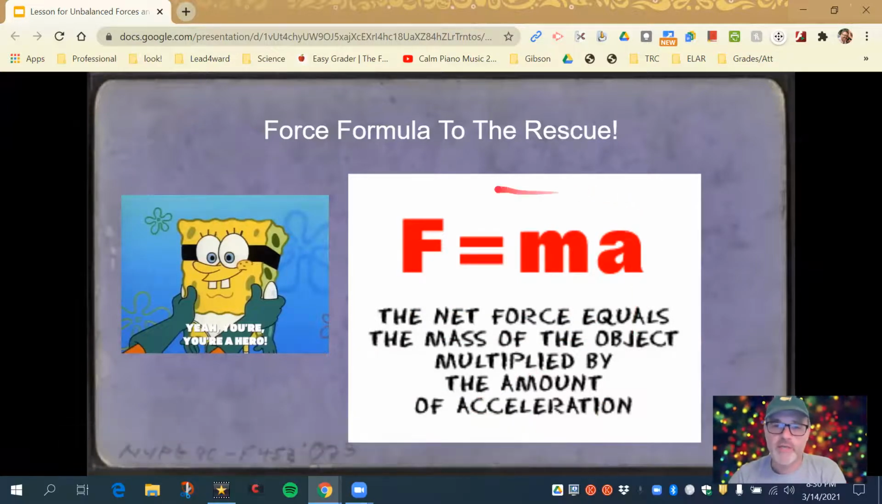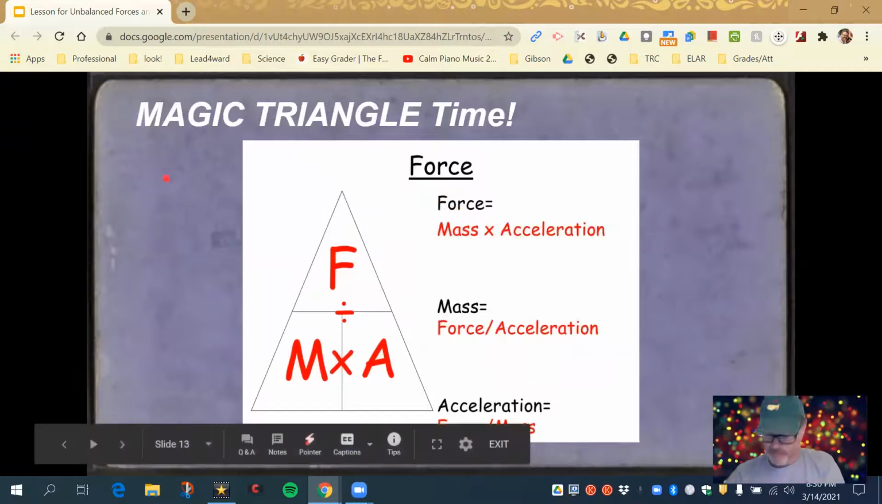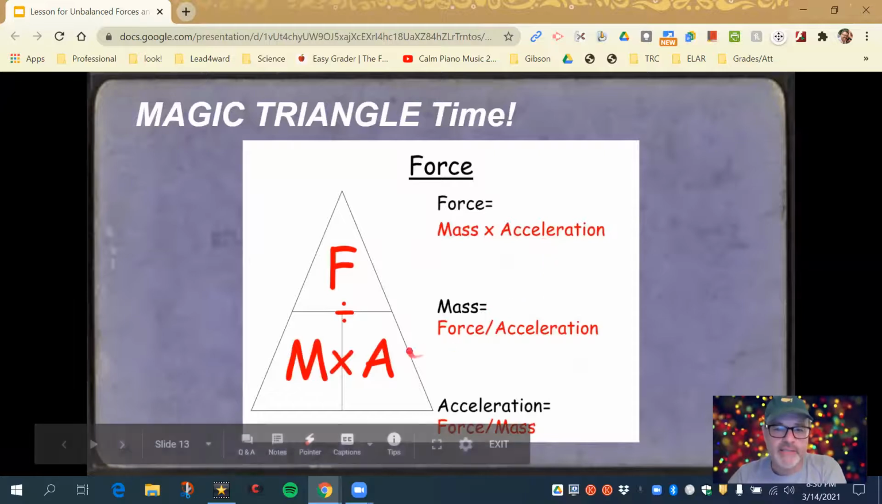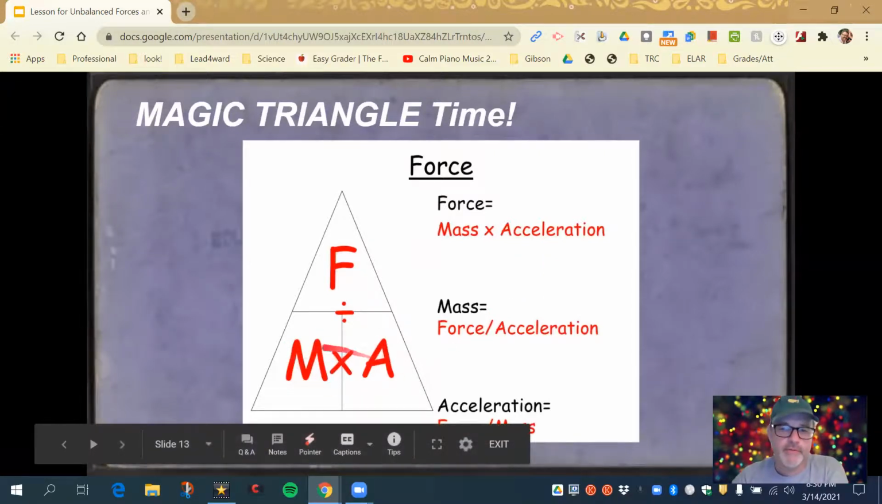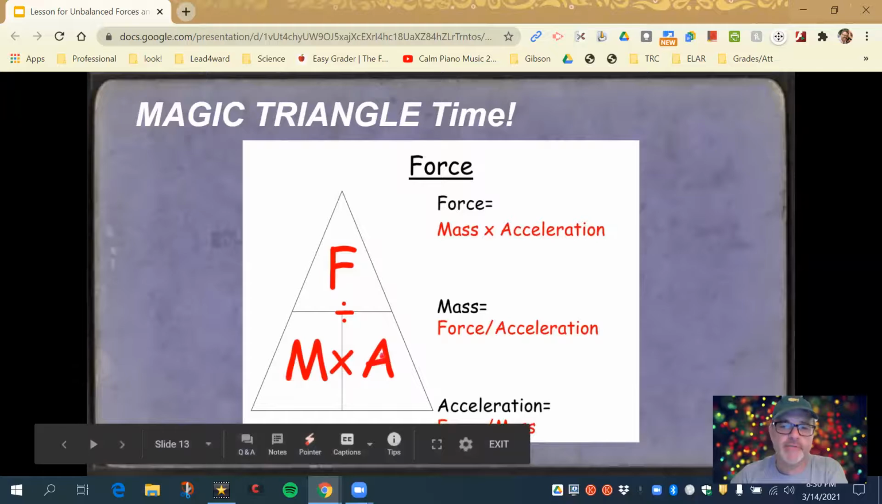Now here's the cool thing. We can use a triangle, a magic triangle, just like we did for speed, on the force, and it'll help us solve a bunch of stuff. All right, so let me go back real quick. If you'll notice that to get force, you have to multiply mass and acceleration times each other, okay? That means that mass and acceleration have to be on the bottom because you multiply those two that are on the bottom. And that means that the force has to go on top, okay? So if I want to find force, then I do the other two, which is to multiply mass times acceleration. That's how I get this formula right here.